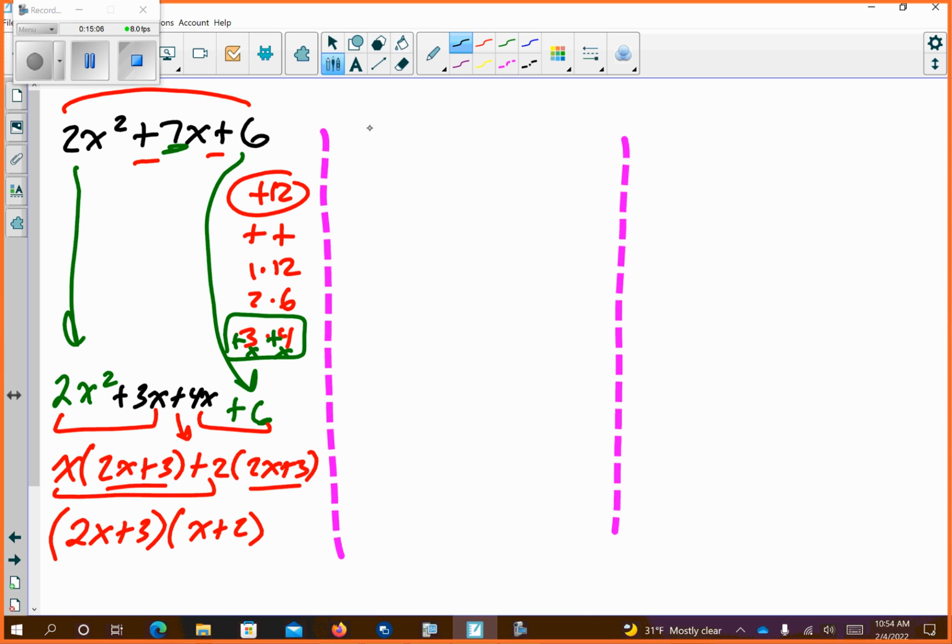So try this next one, see if you can figure it out. Third column for you to figure out later.